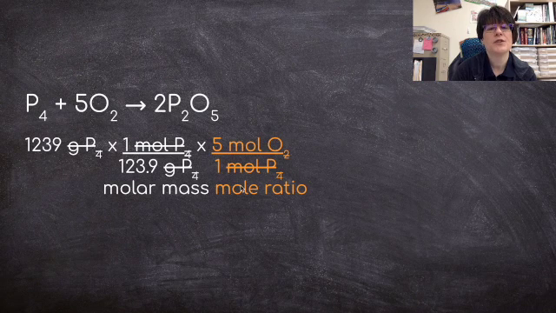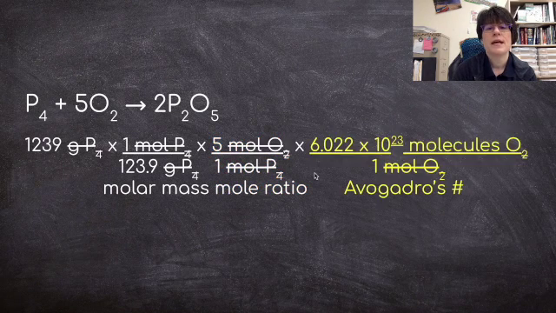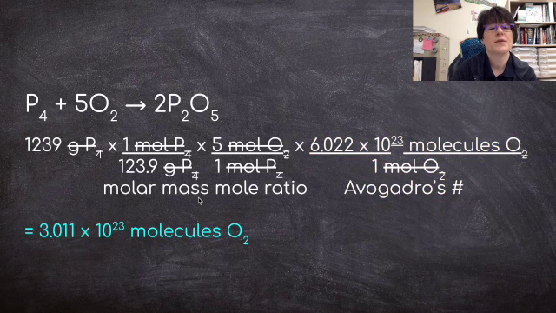Then we have to use our mole ratio so that we can get to oxygen. So we see that 1 mole of phosphorus reacts with 5 moles of oxygen. Moles of phosphorus goes on the bottom, so it will cancel. And then finally, we can use Avogadro's number for the number of molecules, and we know that 1 mole of oxygen contains 6.022 times 10 to the 23rd molecules of oxygen gas. So when we multiply across the top and divide by what's on the bottom, we get 3.011 times 10 to the 23rd molecules of oxygen.